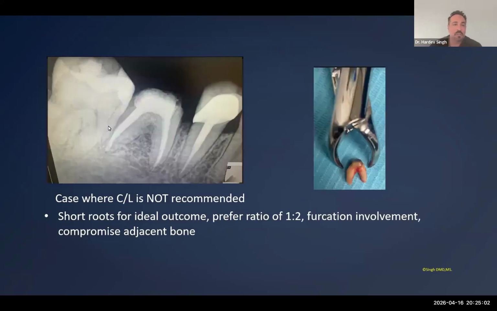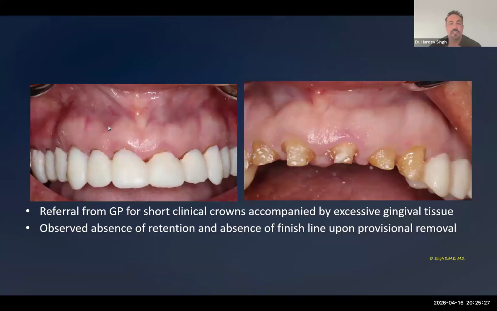In this case, I had this referral for crown lengthening, short crown to root ratio, not ideal at all. By the time I lay a flap and take out bone, I'm already compromising a very, very compromised situation anyway. You would rather have the roots longer, 1 to 2 ratio, as opposed to the crown to root ratio being 2 to 1. When to save a tooth?